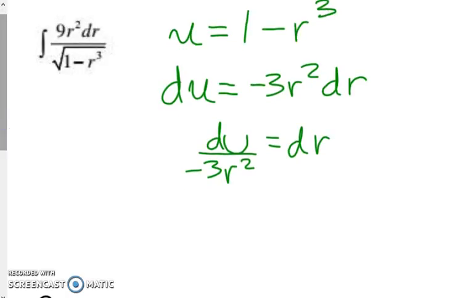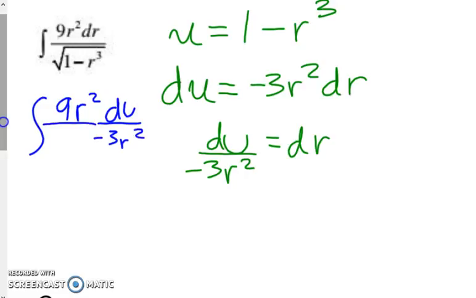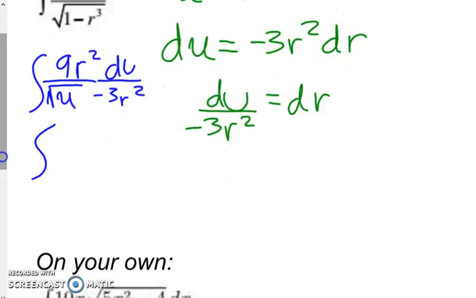I'm going to sub it all back into my original, and hopefully I get some stuff to cancel. Instead of writing dr, I'm going to write du divided by negative 3r squared. Instead of writing the square root of 1 minus r cubed, square root of u. Again, here's where the simplification comes into play. These two are going to cancel, but I'm going to be left with a negative 3 on top. So I really have negative 3 over the square root of u du.